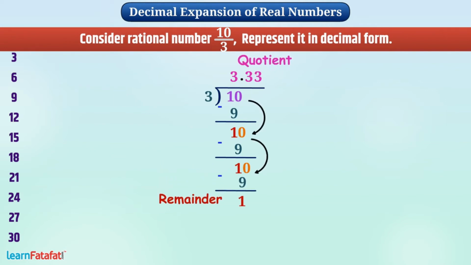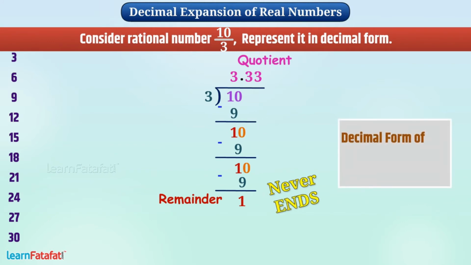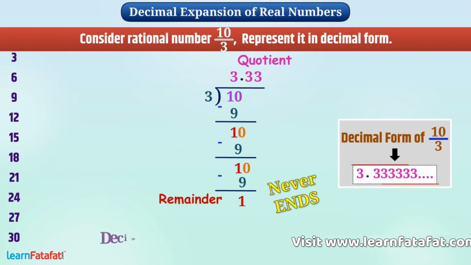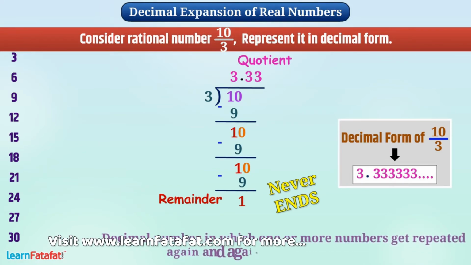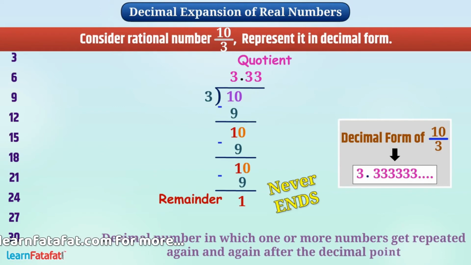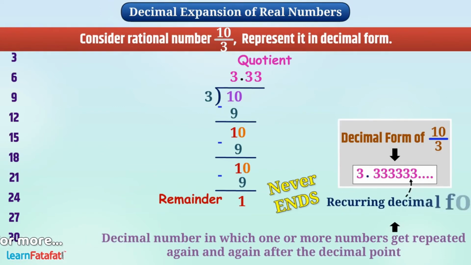This is repeated continuously and never ends. It means that the decimal form of rational number 10 by 3 is 3.333333 and so on. Such form of decimal number in which one or more numbers get repeated again and again after the decimal point is called recurring decimal form of rational number.